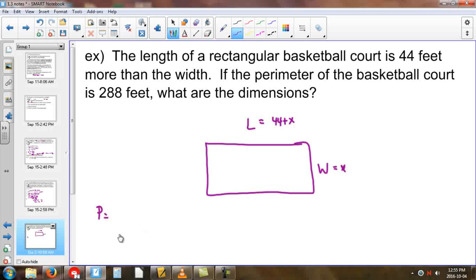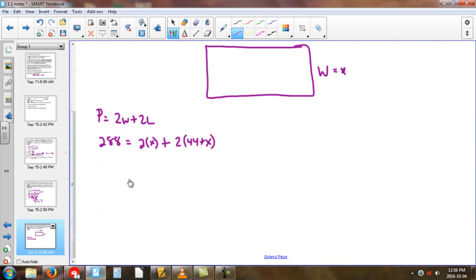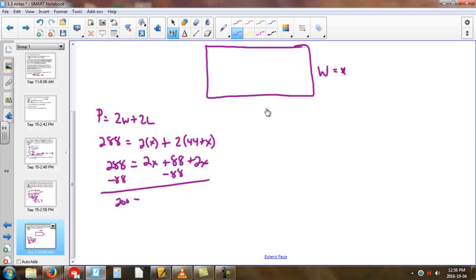If you remember the perimeter formula, it's 2 widths plus 2 lengths. And so 288 equals 2 times x plus 2 times 44 plus x, and we should be able to solve this. Okay? This is 2x plus 88 plus 2x equals 288. I'm going to minus the 88 to get 200 equals 4x, and if I divide by 4, I will get x equals 50.